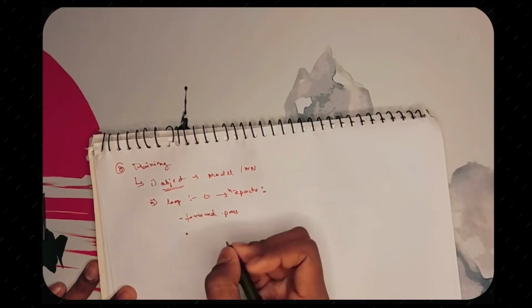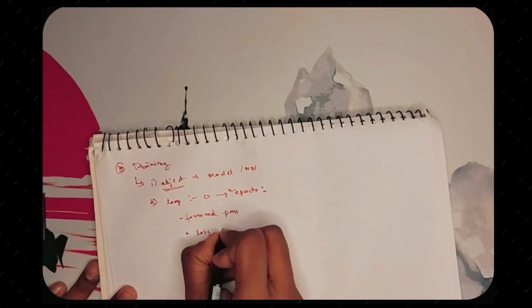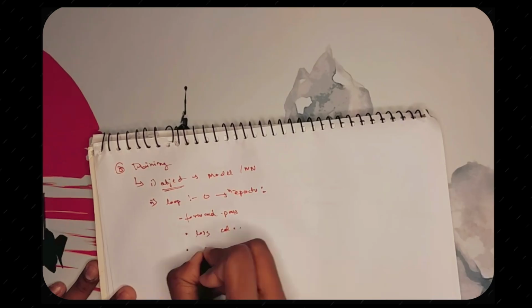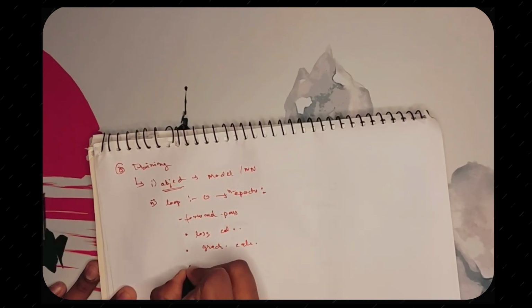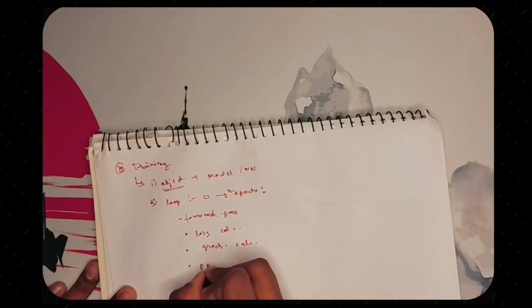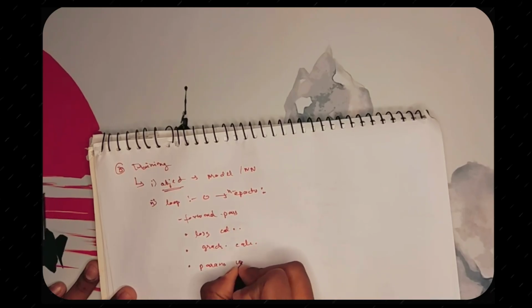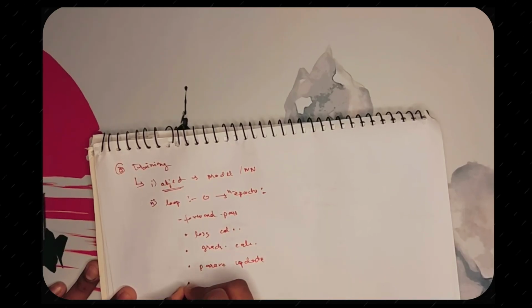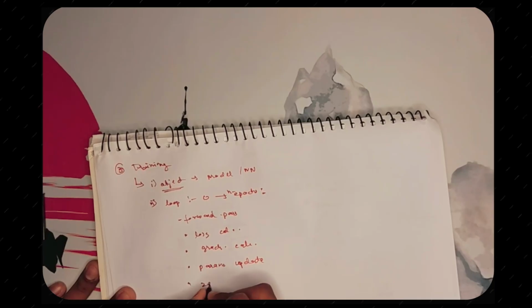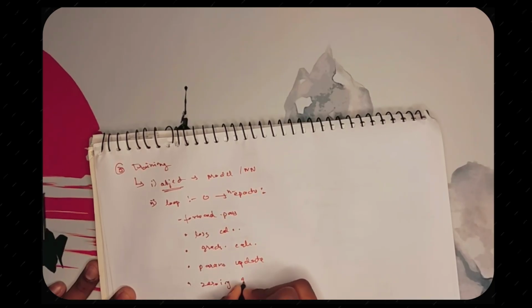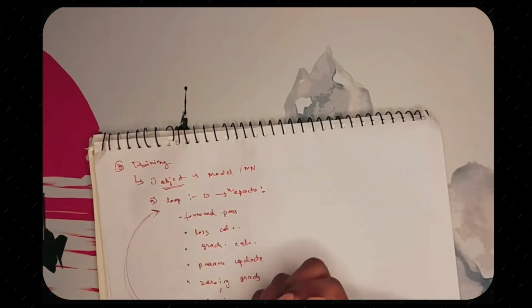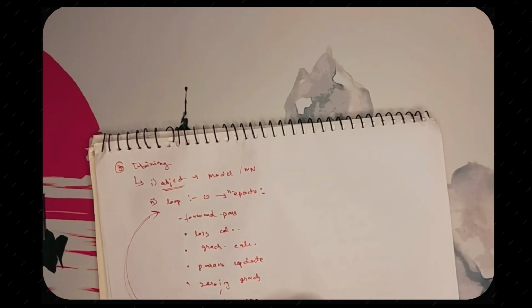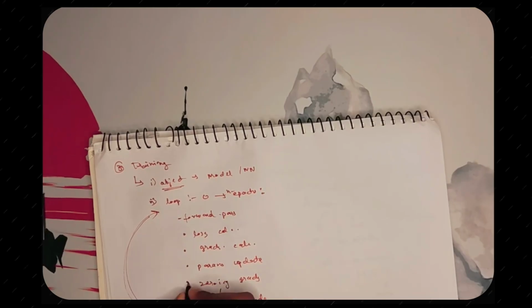Next we do loss calculation. Next we do gradients calculation. Next we do parameters update. And lastly we do zeroing out gradients, or you can say clearing out gradients, so that we don't accumulate them in the next step, right? So that's why we clear it out.